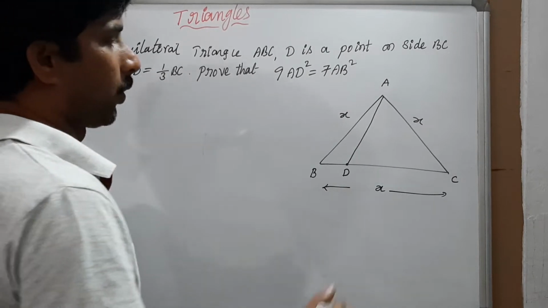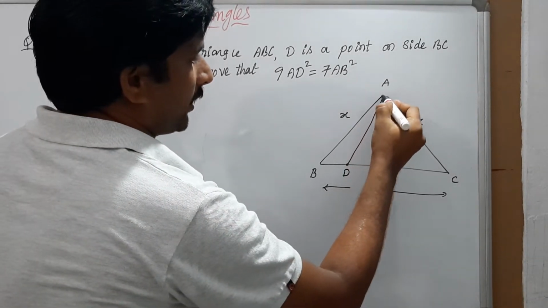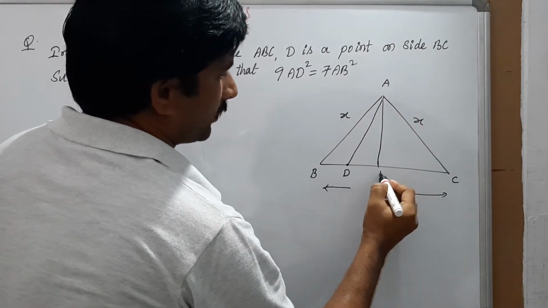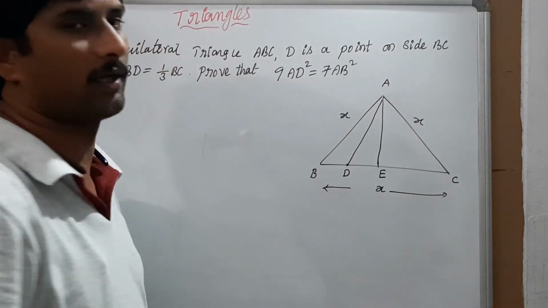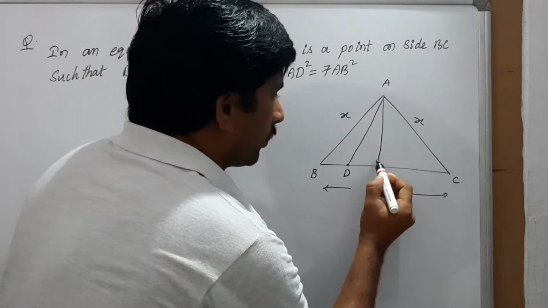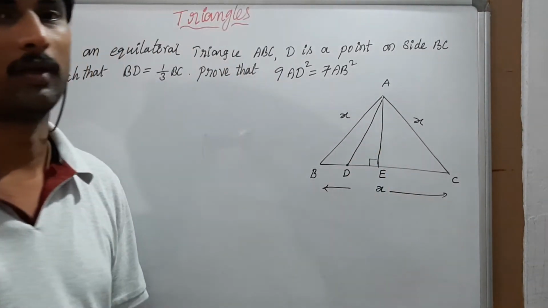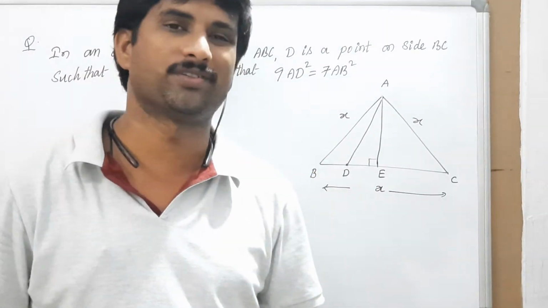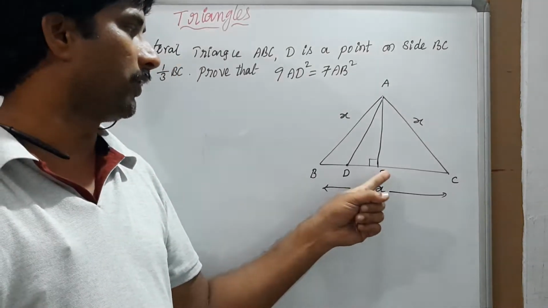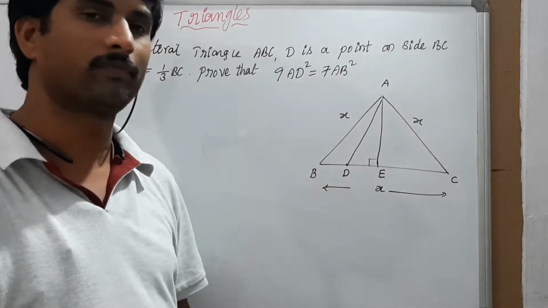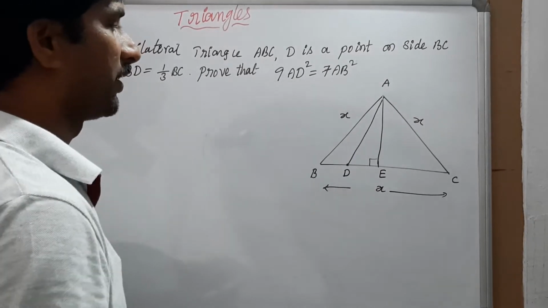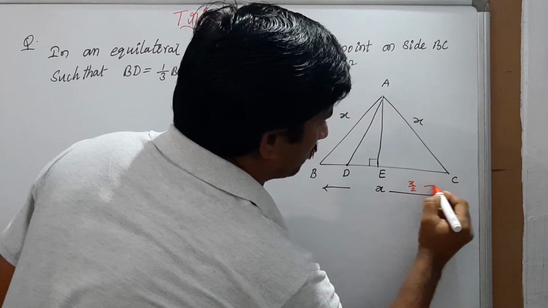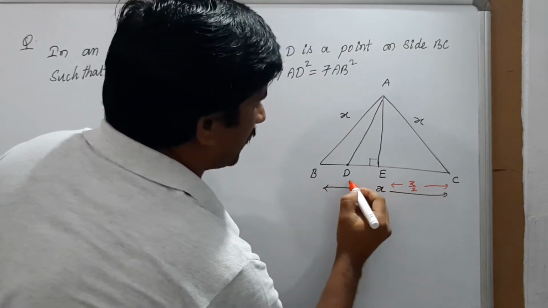So here draw one perpendicular from the vertex A to the BC. The intersecting point is E. Means AE perpendicular to BC, where right angle at E. In an equilateral triangle, the perpendicular is also a median, so we can say E is the midpoint of BC. So the length of EC is equal to x by 2. The length of BE is also x by 2.